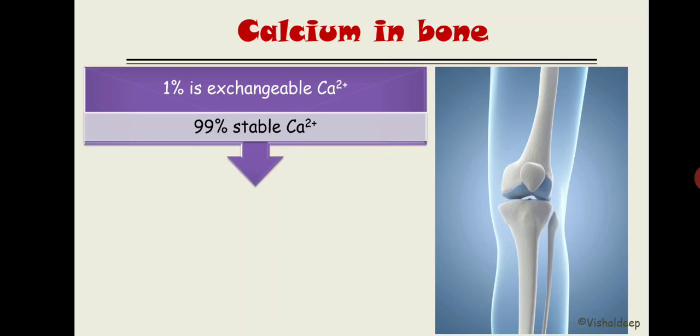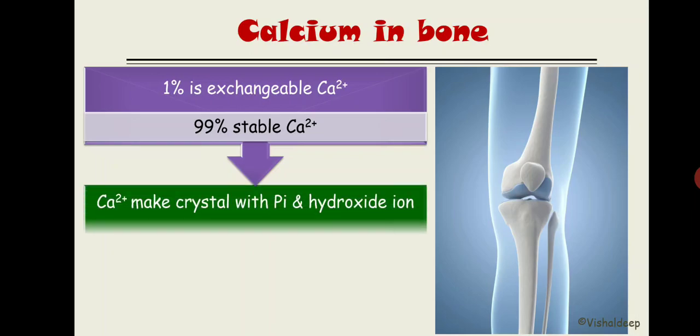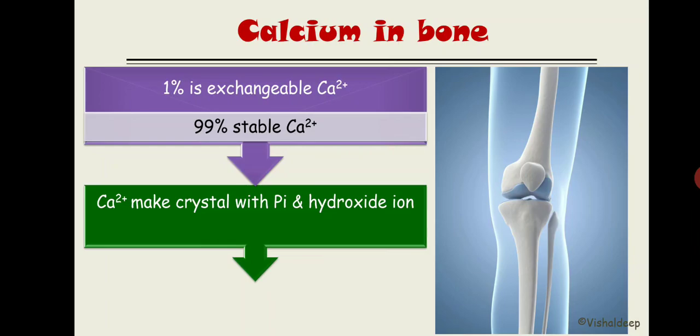Now inside that bone, calcium will make a crystal with two things. One is Pi, Pi stands for phosphate, and another one is the hydroxide ion. Remember the exact term, it is hydroxide ion, not hydroxyl. Hydroxyl is a different thing that we discuss in our steroid lecture. Right, now remember that calcium makes a crystal with phosphate and hydroxide ion, and the compound that is formed by calcium plus phosphate plus hydroxide ion is known as hydroxyapatite.